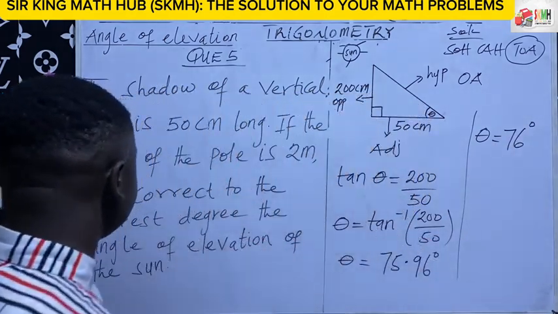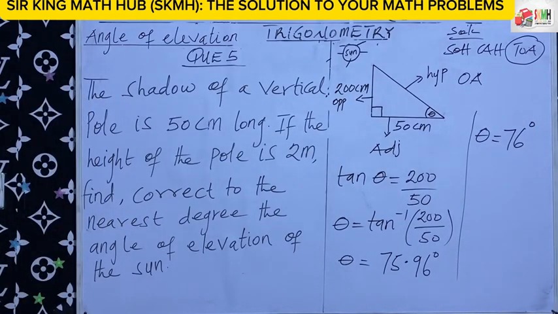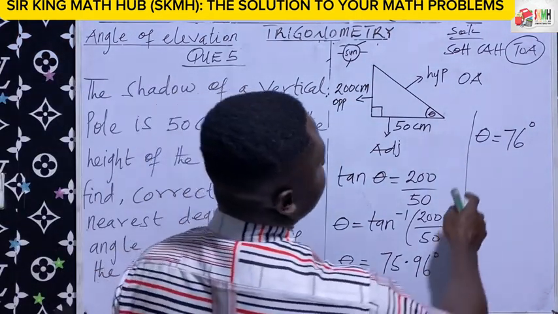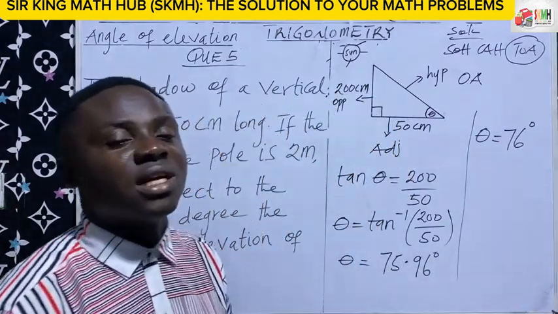So in conclusion, the angle of elevation of the sun measures 76 degrees. Thanks for watching.